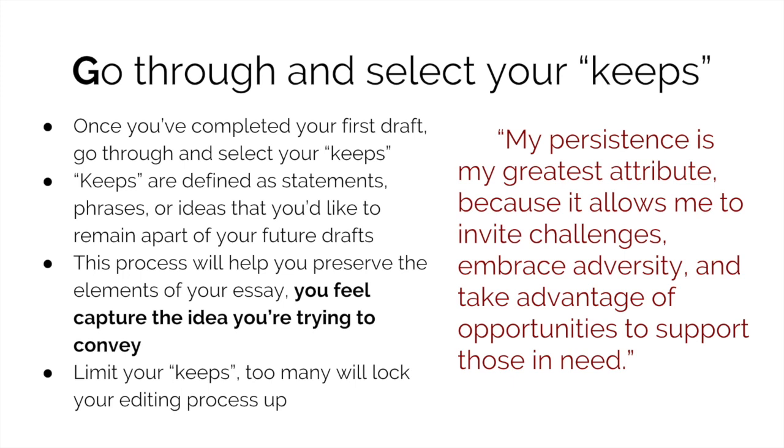So back to the prompt that we were dealing with. If you look at the right side of the screen, you'll see that there is a sentence in here. My persistence is my greatest attribute because it allows me to invite challenges, embrace adversity, and take advantage of opportunities to support those in need. So this was the topic sentence of my very first draft, and I really liked it. I thought it was a solid outline, and it was something I wanted to keep. So this would be something that you could underline or mark up in your essay, like a phrase or a sentence. I just wanted to kind of give that example.